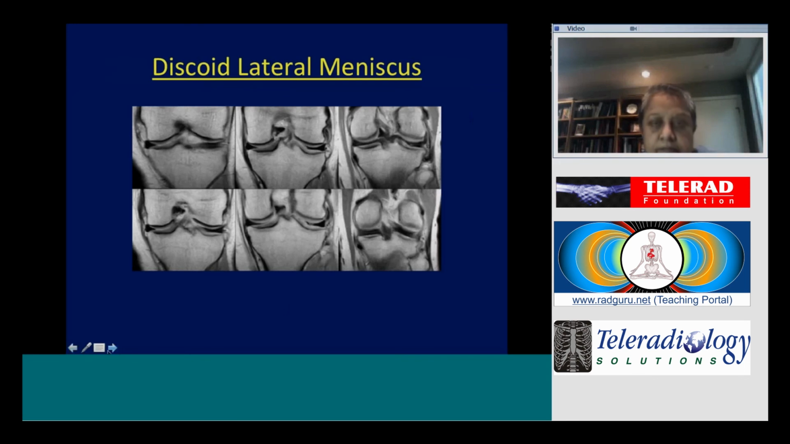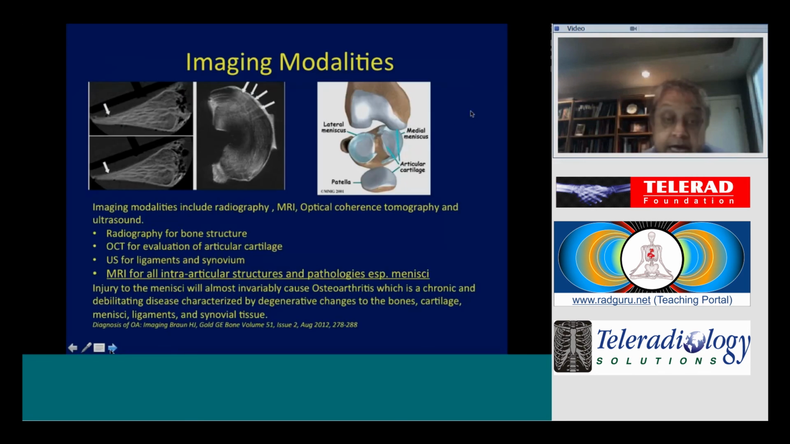What are the imaging modalities that we use? This is a slide that I took from my previous lecture. You use radiography to look at bone structure, then computed tomography for evaluation of articular cartilage, ultrasound for ligaments and synovium, but MRI for all intra-articular structures and pathology, especially the menisci.